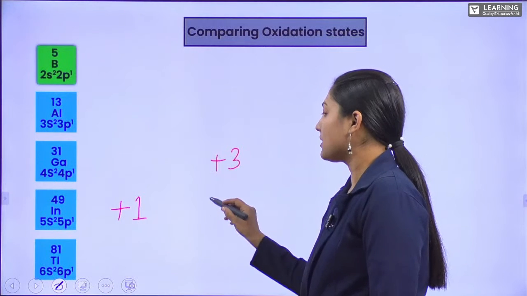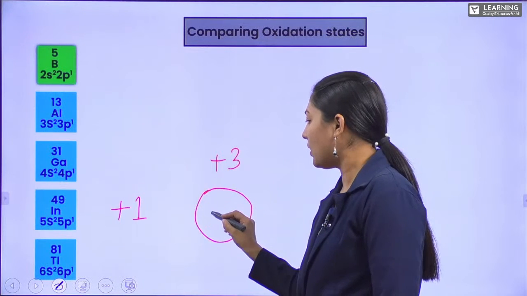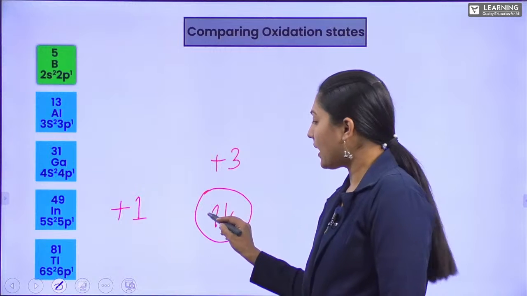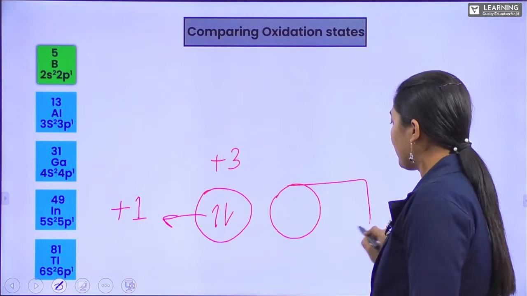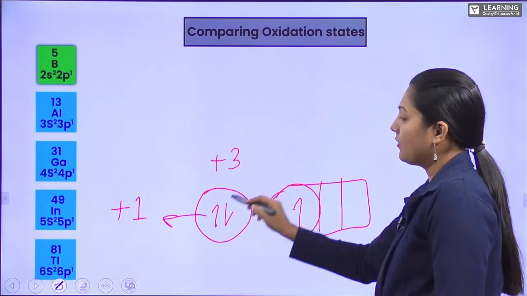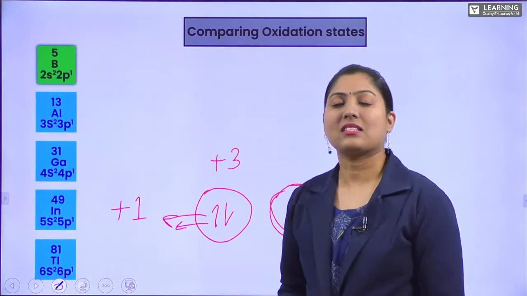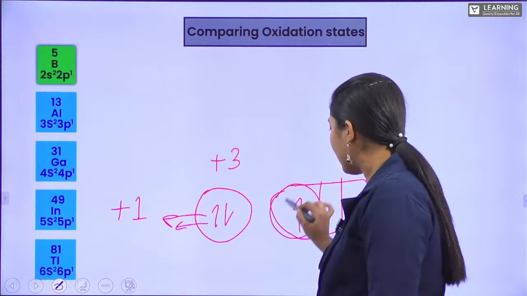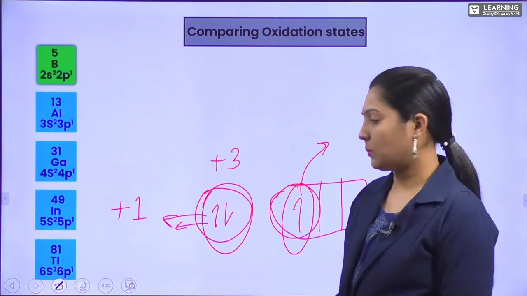Why? One more reason is that in the s block, as you go down to gallium, the two s electrons are more attracted than the p electrons. If I consider the p orbital, the s orbital will be more attracted, and this is considered the inert pair effect also. We can remove the p electron easily rather than the s electrons.